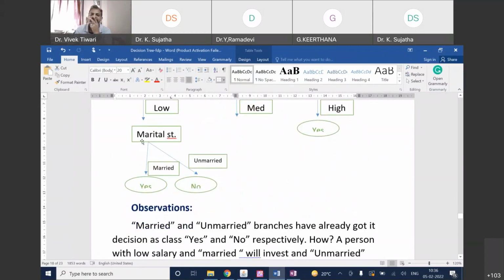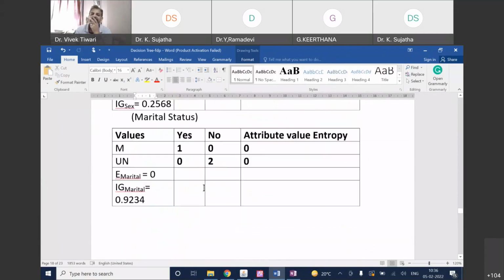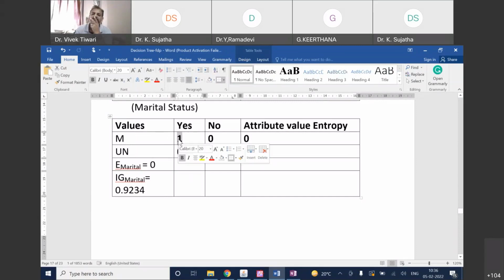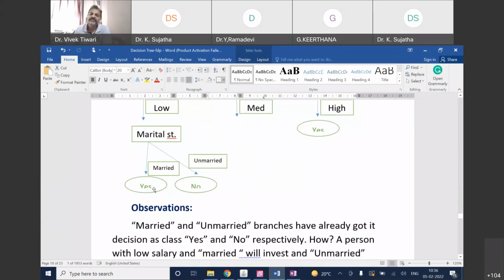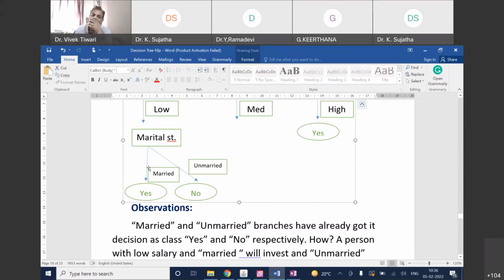So you see the marital status, yes or no? Again it becomes the leaf, because this is a pure data set. If they are married, all such observations will invest. There is no confusion. If they are unmarried, all will not spend money on investment. So it's a pure data set, and you are lucky. The leaves are there, and you don't need to go further in that direction. Agreed? Now focus on the medium.